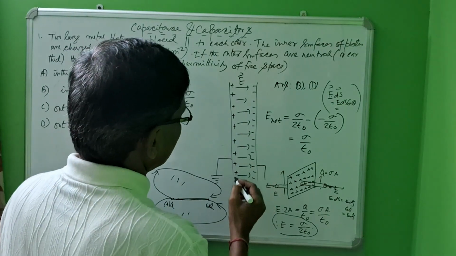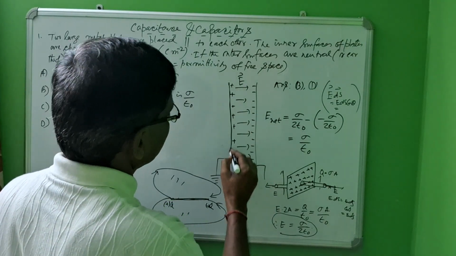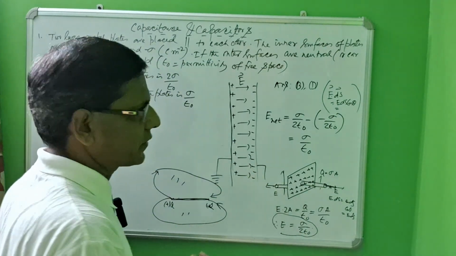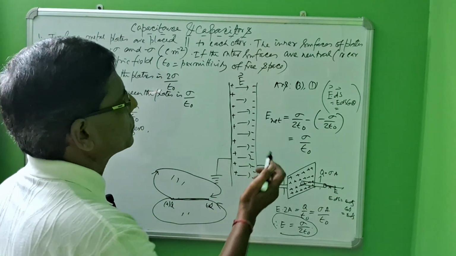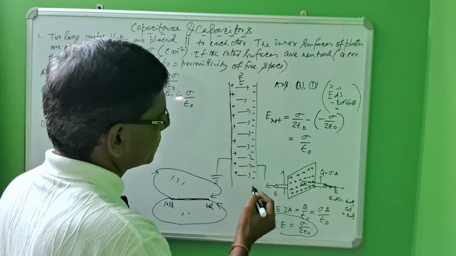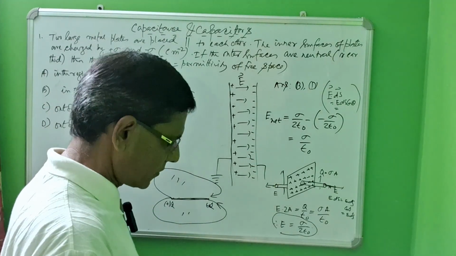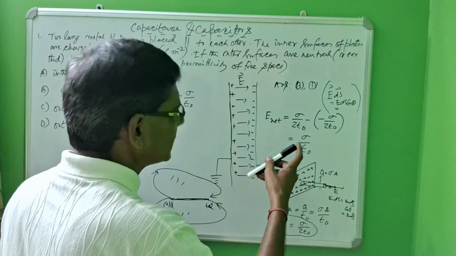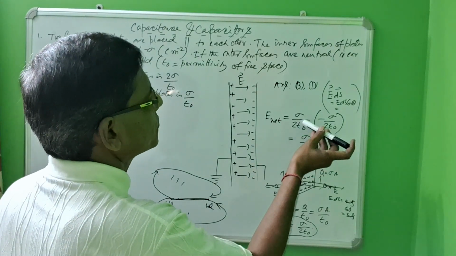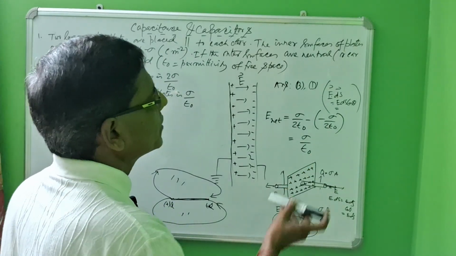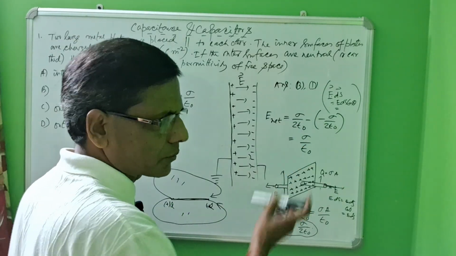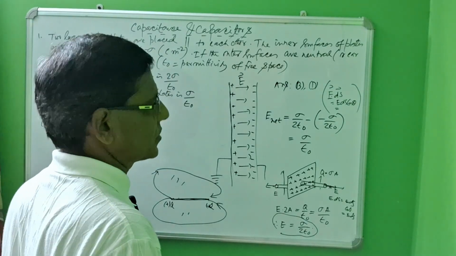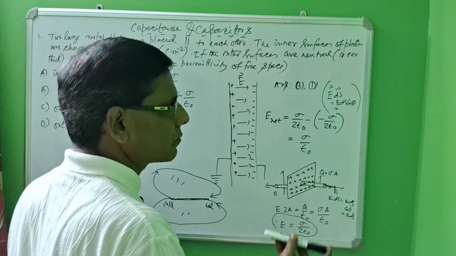So for a large metal plate, we have found that sigma by twice epsilon 0 is the electric field for the positive end and minus sigma upon twice epsilon 0 is the electric field for the negative end. And the resultant of these two is this minus this, equals this. If this were plus, then it would vanish, but it is not the case. Physics is a subject which is based on some matters.